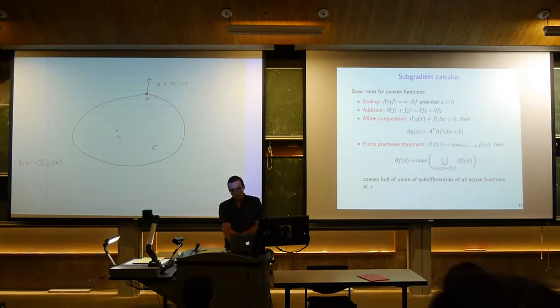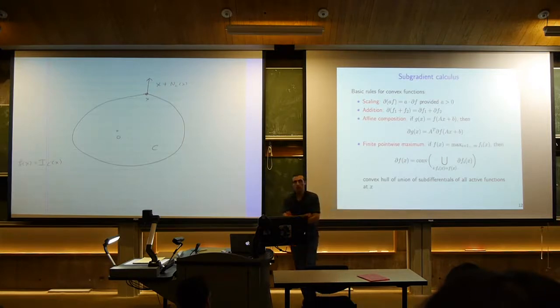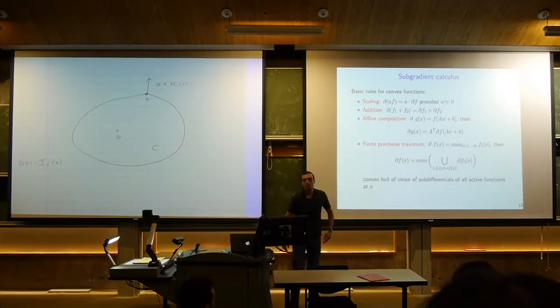So the first two are maybe quite obvious. If we have just a positive multiple of our function, then the subdifferential of a times the function f, where a is just a constant that's positive, is just a times the subdifferential of f. So these are sets. By this I mean I take every element of this subdifferential and I multiply it by a, and that gives me the subdifferential of af. The restriction that a is positive is important, because if f were convex and a were negative, then af would be concave, so we wouldn't even be able to talk about subgradients.